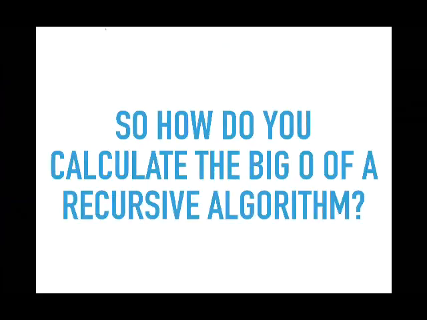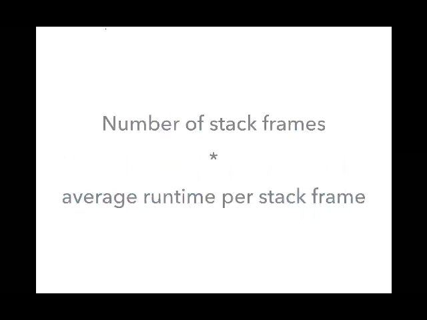Okay, so the last thing I want to talk about is how we calculate the big O of a recursive algorithm. Again, for those of you who are not present or need a quick refresher, big O is basically the time complexity. It's an order of magnitude of how long this function takes to compute relative to the input size. The easiest way to think about it is the number of stack frames times the average runtime per stack frame.